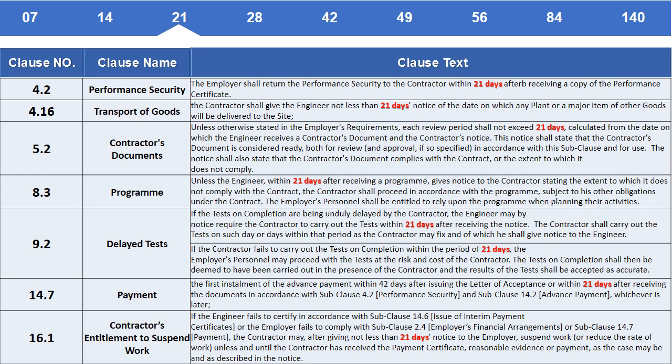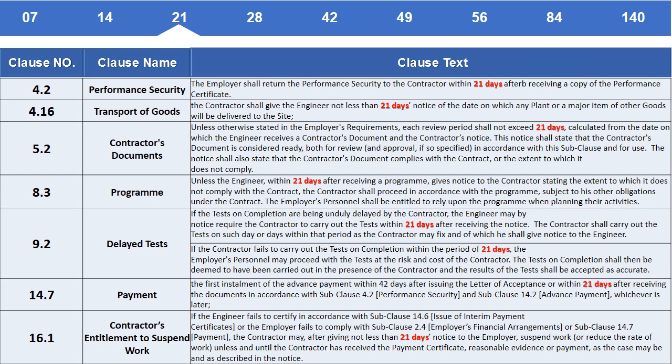Clause 5.2. Contractor's documents. Unless otherwise stated in the employer's requirements, each review period shall not exceed 21 days, calculated from the date on which the engineer receives the contractor's document and the contractor's notice. This notice shall state that the contractor's document is considered ready, both for review and approval, if so specified in accordance with this subclause, and for use. The notice shall also state that the contractor's document complies with the contract, or the extent to which it does not comply.